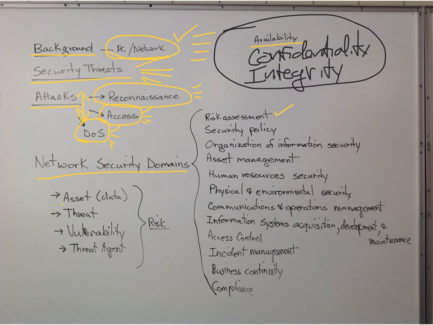So we talked a little bit about, we have assets, there's a threat. Are they vulnerable to the threat? Could it happen? And could somebody carry out the threat? Is there a threat agent? Put all that together and you can determine your risk. And then with your risk, you will accept the threat, try to mitigate the threat, or remove the threat.